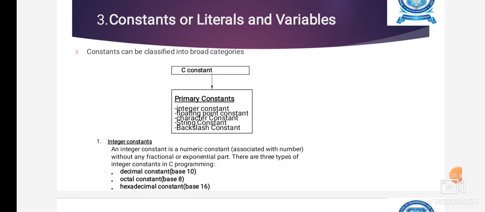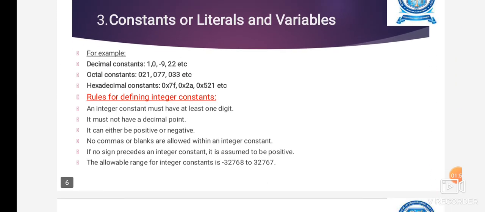The first one is integer constant. An integer constant is a numeric constant associated with numbers without any fractional or exponential part. There are three types of integer constants. One is decimal constant, base 10. The second one is octal constant, base 8. Then hexadecimal constant, base 16. So this is the example for constants. Decimal constants, the range is 0 to 9. Octal constant like 021077. Hexadecimal is 0x7f, 0x2a, etc.